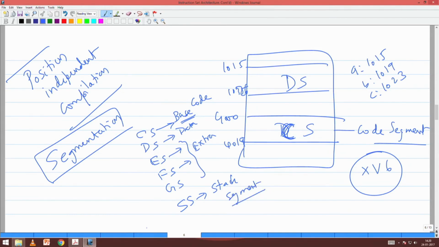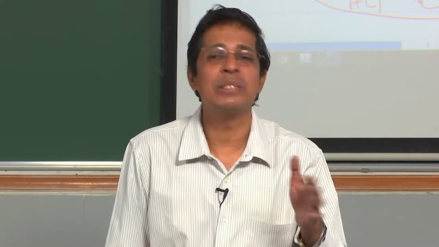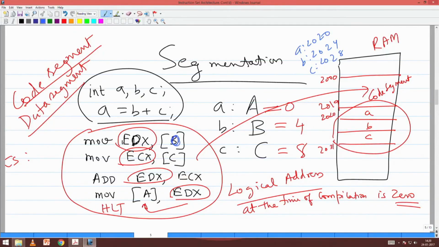Now what we do is, whenever I access memory, automatically the address that is stored in DS will get added to your address. For example, I would have put here 0, here 4, here 4, and here 8 and here 0 while compilation.